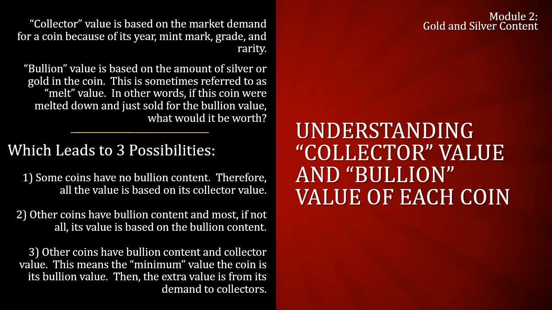So, knowing collector value and bullion value leads to three possibilities. The first one is some coins have no bullion content. Therefore, all the value of the coin is based solely on collector value. Number two, other coins have bullion content, and most, if not all, of its value is based on the bullion content. And the third possibility, other coins have bullion content and collector value. This means the minimum value of the coin is its bullion value. Then the extra value is from its demand dictated by collectors. So that describes those two terms and what it leads to as far as the value of the coin.